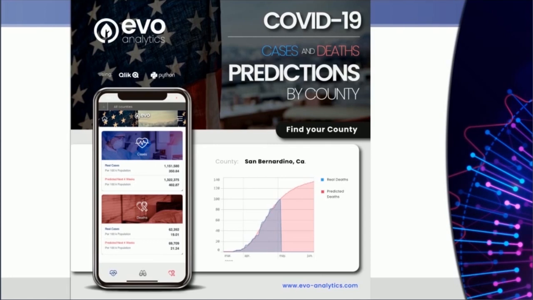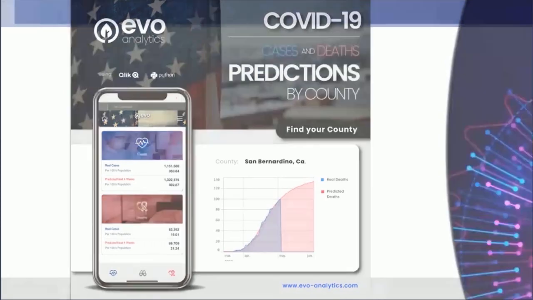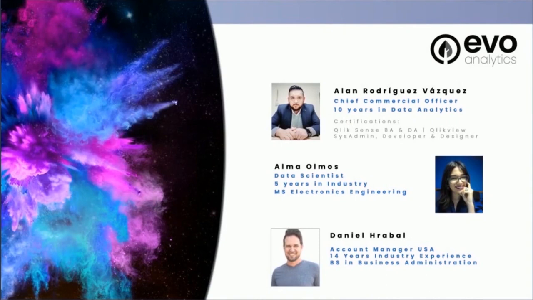And well, I'm going to introduce myself. My name is Alan Rodriguez. I'm the Chief Commercial Officer in Guadalajara. We are a company that is based in Mexico, born in Mexico, but we have sales offices in California and in Texas. We have more than 10 years working with BI solutions. And again, here with me is Alma Olmos, a data scientist with more than 5 years in the industry, and Daniel Hickbrow, account manager in the US. I'm going to give the word to Daniel. He's going to explain a little bit about all the benefits that we can get with this kind of solution of predictive forecasting. Go ahead, Daniel.